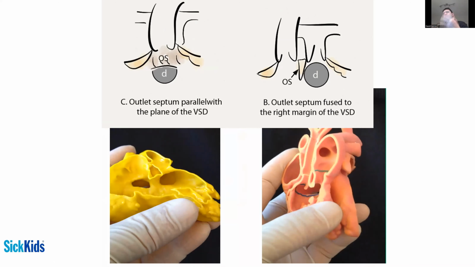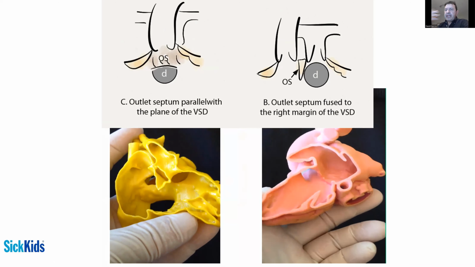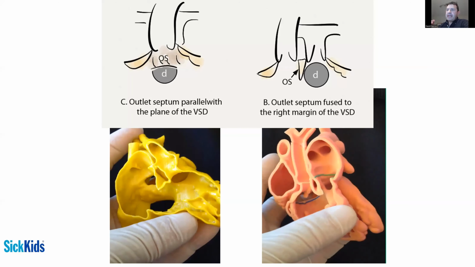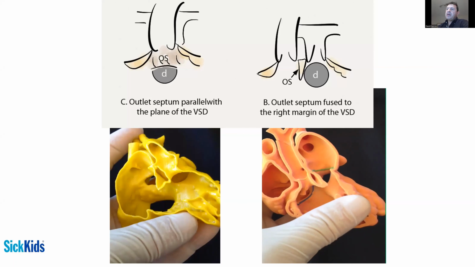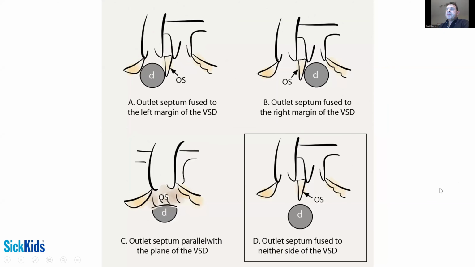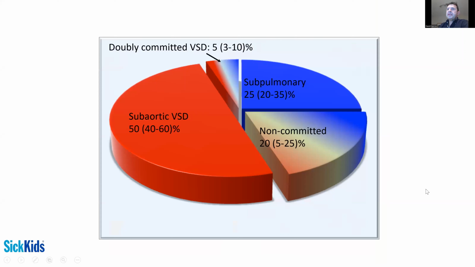So I don't want to overplay all this, but I think it's about getting in that mindset of thinking about all the variable components. You don't just think about where the VSD position is, you're thinking about how it relates to the infundibulum, how it relates to the great arteries themselves. But I want to move on more to the surgical components.